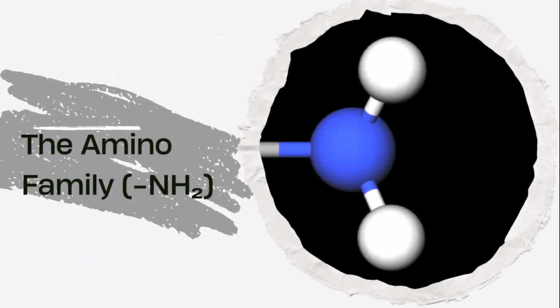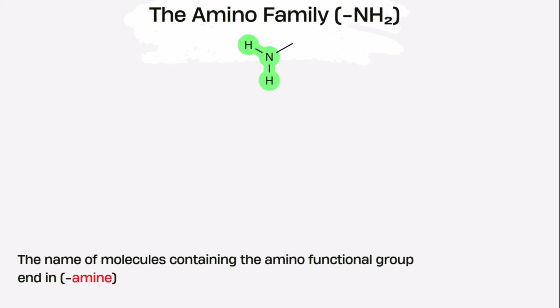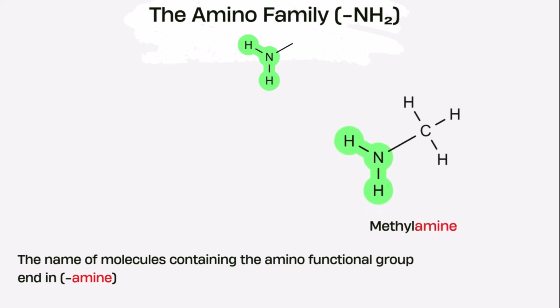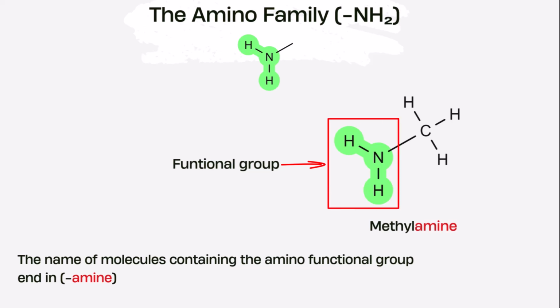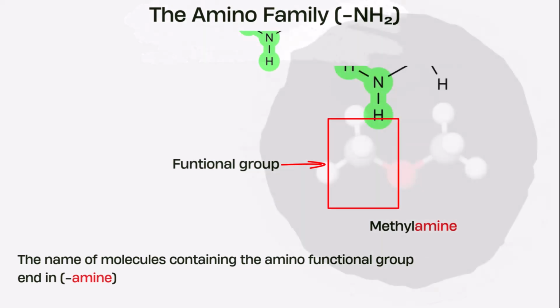Now we have the amino family, which is basically found in amines. In the amino family, it is basically a nitrogen atom bonded to two hydrogen atoms and attached to a carbon. Their names end with -amine, like in methylamine. This makes amines basic and highly reactive, ready to accept a proton.